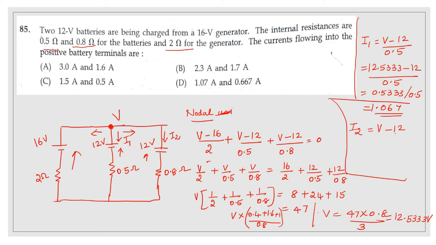And so I2 equal to (V minus 12) divided by 0.8. Substitute the value of V: 12.533 minus 12 divided by 0.8, that is equal to 0.667 ampere. Okay, option D is the correct answer.